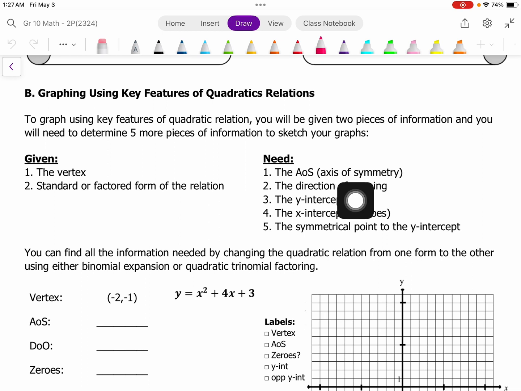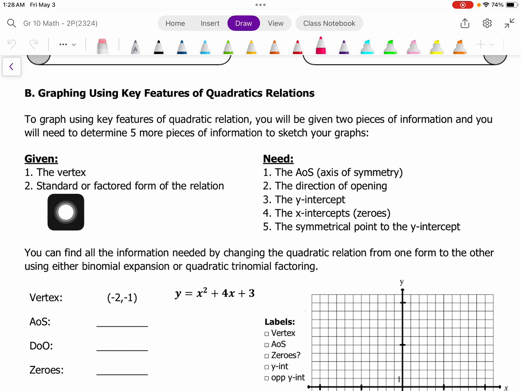The axis of symmetry is just the equation of an imaginary vertical line that runs through the vertex, and it has an equation of x equals. And the x will be whatever the x value of the vertex is. So from that, we will see in a moment that we can determine how far the y-intercept is from there, and the symmetrical point will be the same distance on the opposite side of the axis of symmetry.